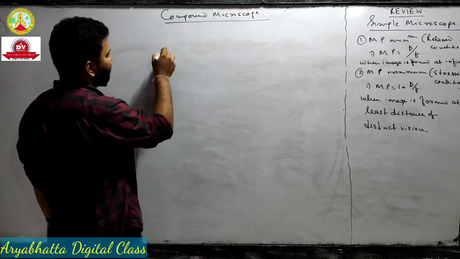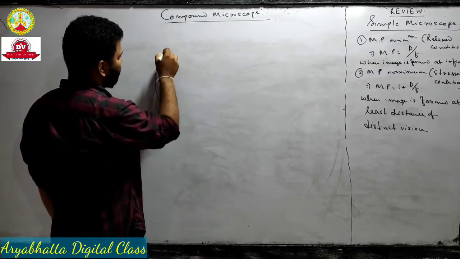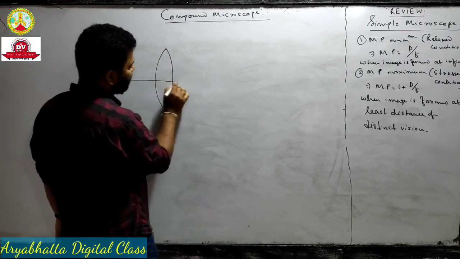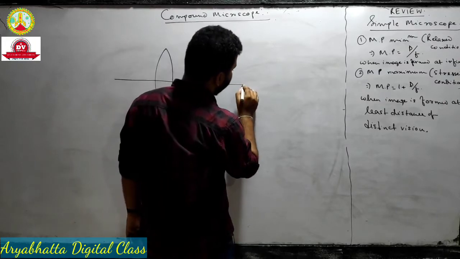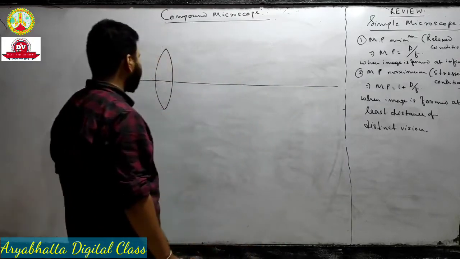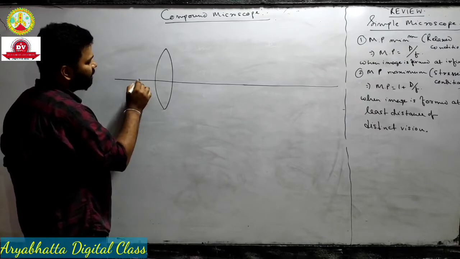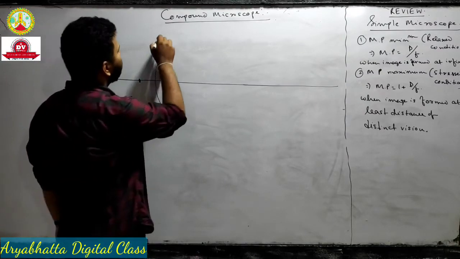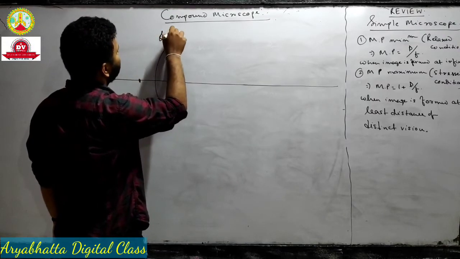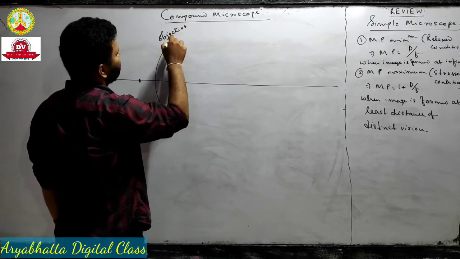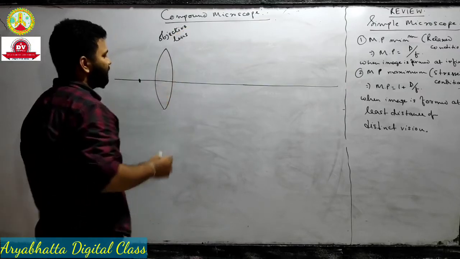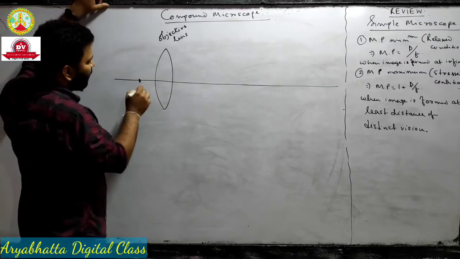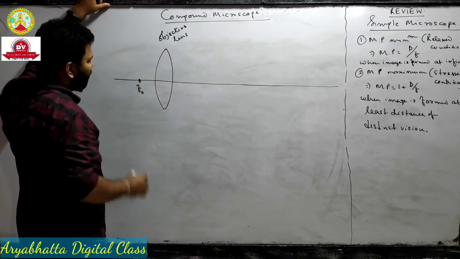So there will be 2 lenses. One is this one. Okay. So this one is the principal axis. This is the focal length, and here we will place the object, na? So this one will be called as objective lens. Why? Because the object will be placed nearer to this lens. So this is the focal length of the objective lens.